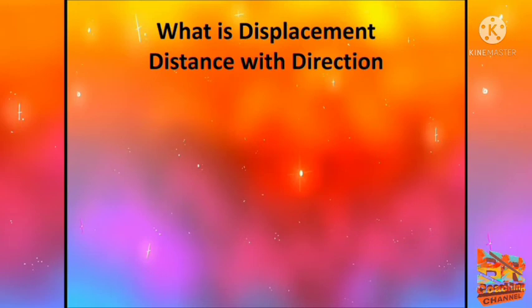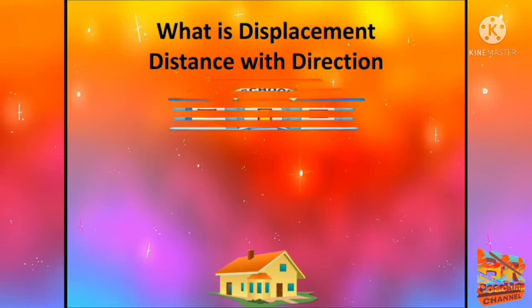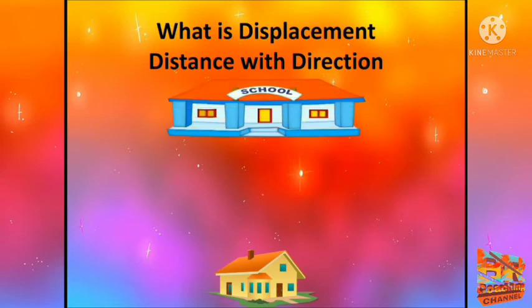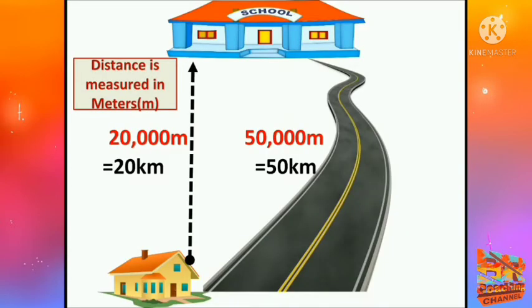Okay, children, now we will see what is displacement. Displacement is nothing but distance with direction. From your house to the school, till now I told you the magnitude, that is some 5 kilometers, 10 kilometers, 15, like that. But in which direction is it? Where the school is located from your house, is it in the north, south, east, or west? If I am talking about the direction, then it is a vector quantity.